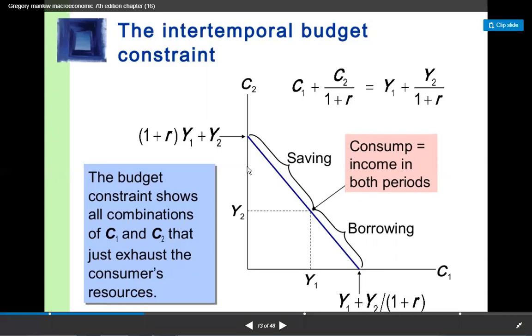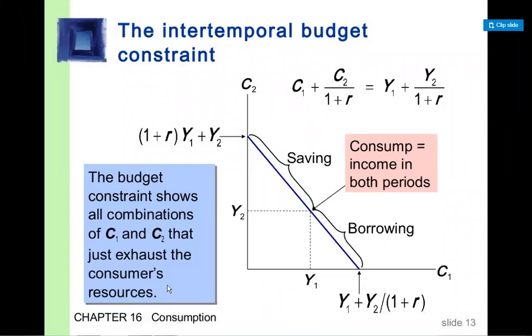Okay. So now we draw a diagram to explain budget constraints. A simple definition is here. Budget constraint shows all combinations of C1 and C2, where C1 means current consumption and C2 means future consumption, that just exhaust all consumer resources. That is the budget constraint.